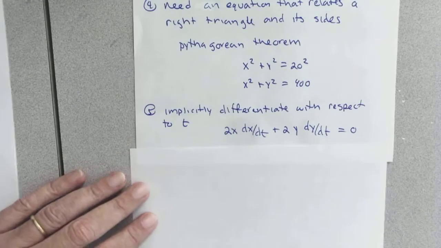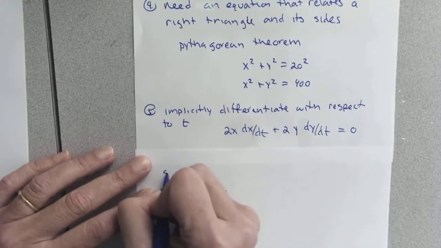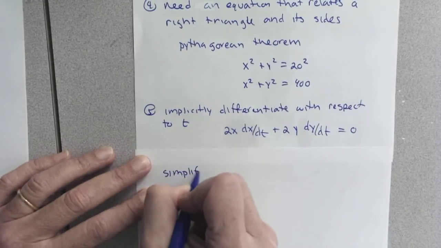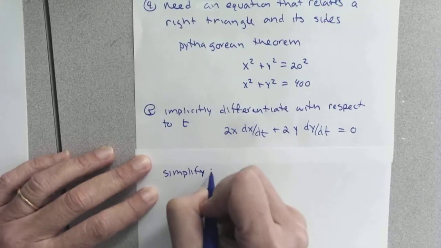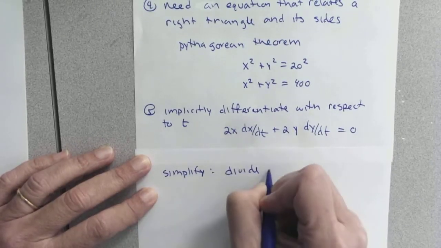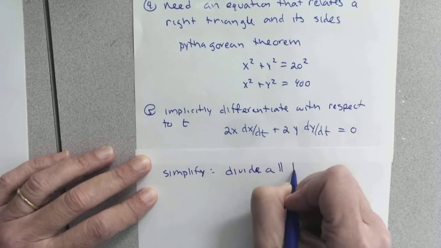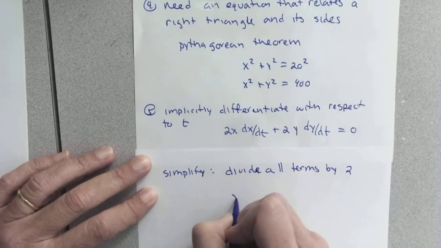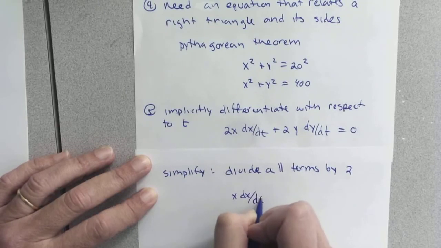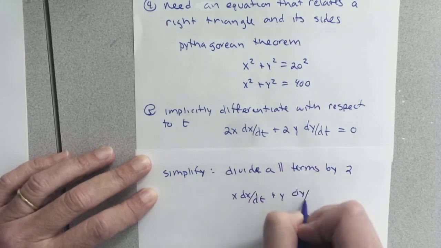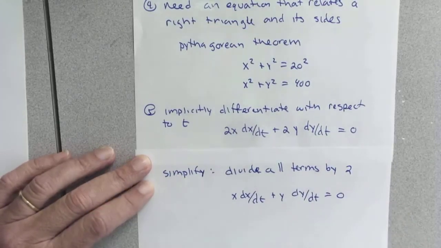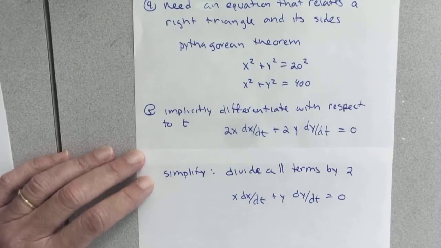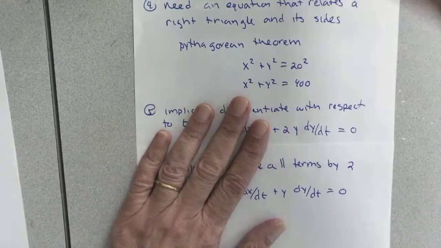Now in this particular one, I can make life a little simpler, and I'll go ahead and do this. Simplify, divide all terms by 2. That is not a step that you have to do, but since everybody is divisible by 2, I can go ahead and do that.